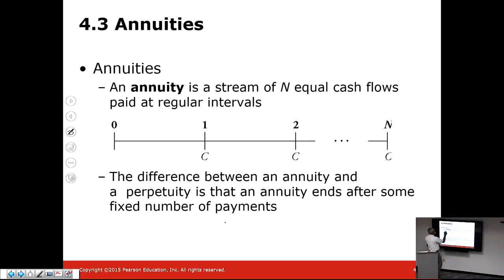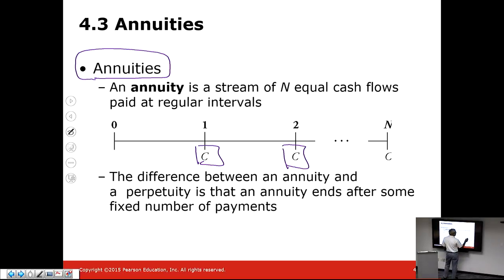An annuity is a special case of a perpetuity. It has the same features of a perpetuity, same cash flows, at regular intervals, without any break, but it ends. The cash flow ends at a certain point in time in the future. So the difference between a perpetuity and an annuity is that an annuity ends after some time.